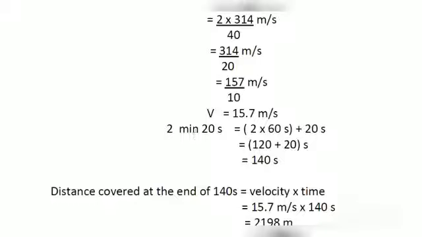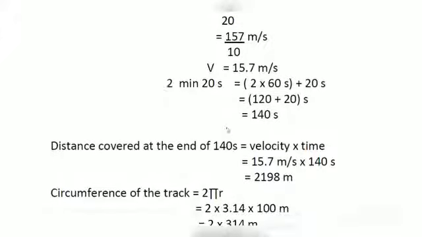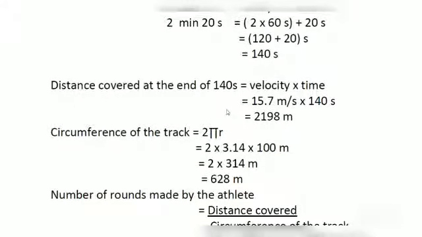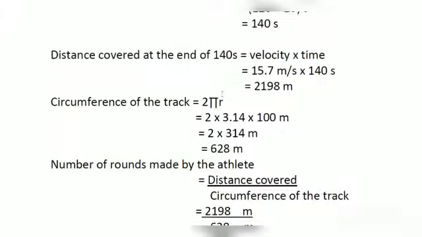Now we have to convert minutes into seconds. 2 minutes 20 seconds is equal to 2 into 60 plus 20 seconds. 120 plus 20 seconds gives 140 seconds. Now the distance covered at the end of 140 seconds is equal to velocity into time. Velocity we already found, that is 15.7 meter per second into 140 seconds. When we multiply this, we get 2198 meters. Here second and second get cancelled.